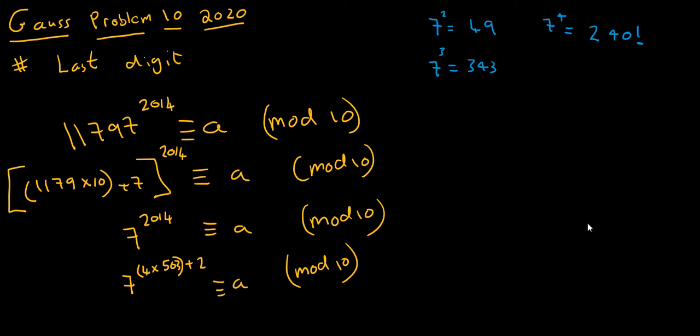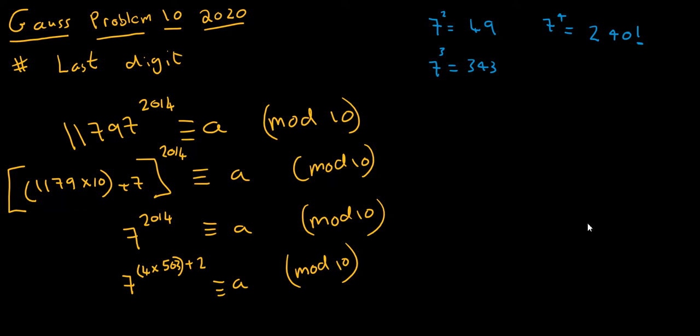Okay, so let me just explain the power there. If we multiply 503 by 4, we get 2012, which is the same as 7 to the 4. And we've established that 7 to the 4 is 1 mod 10. And then we need to add on a 2, or a 7 squared, to get back to 2014.